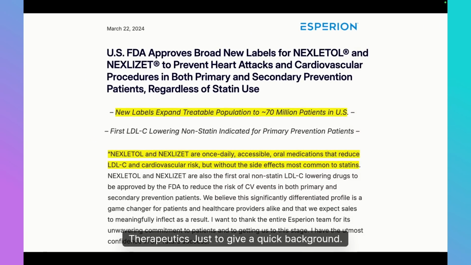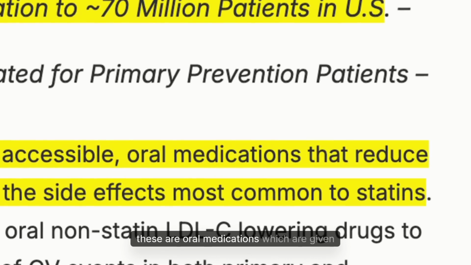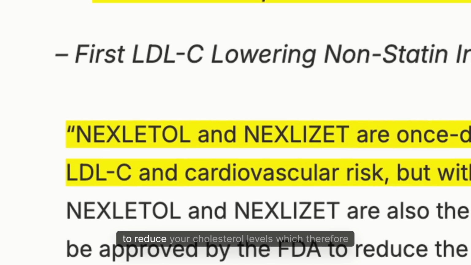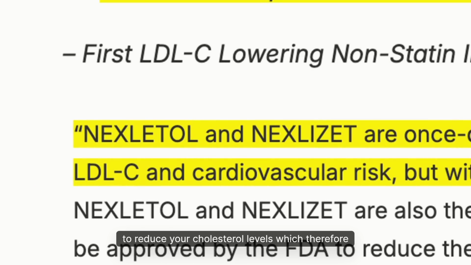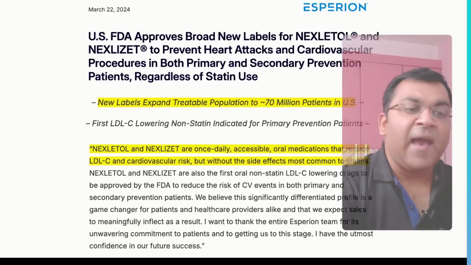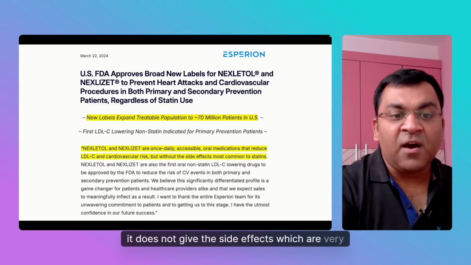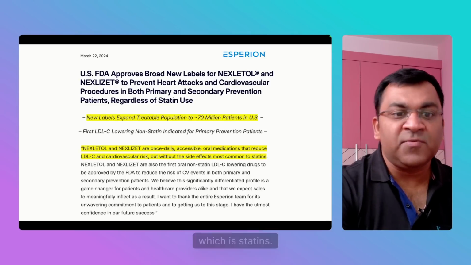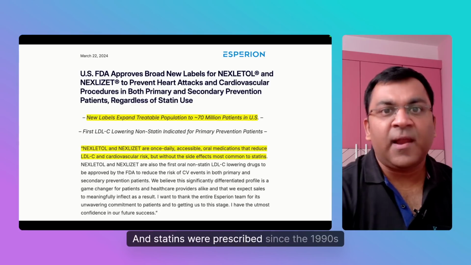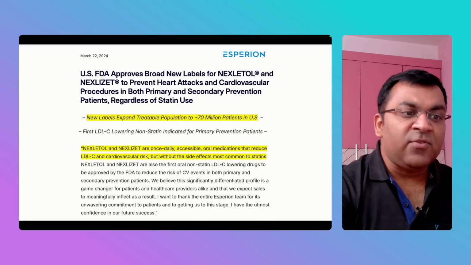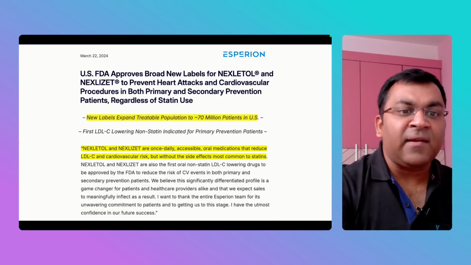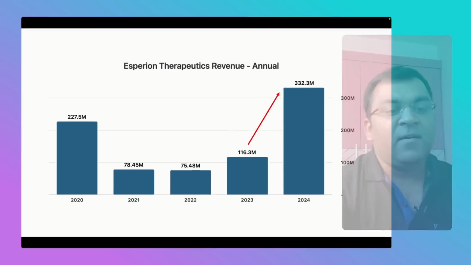Just to give a quick background, Esperion Therapeutics have these two drugs, Nexletol and Nexlizet. These are oral medications which are given to reduce your cholesterol levels, which therefore reduces your cardiovascular risk. And the best part is that it does not give the side effects which are very common to what was earlier used, which is statins. And statins were prescribed since the 1990s onwards. So this is a new drug in the market, and it's been doing very well.